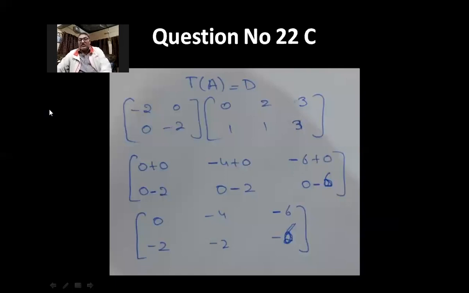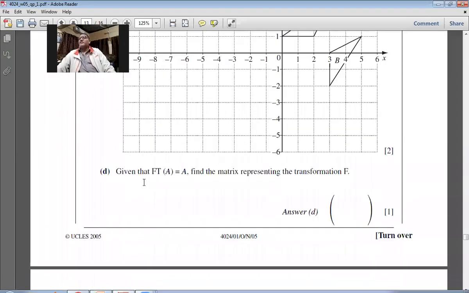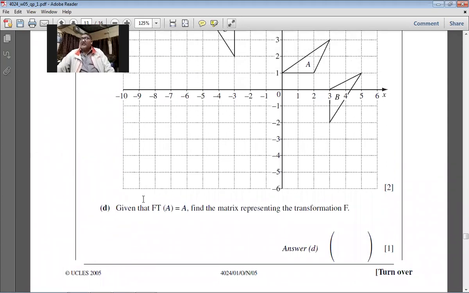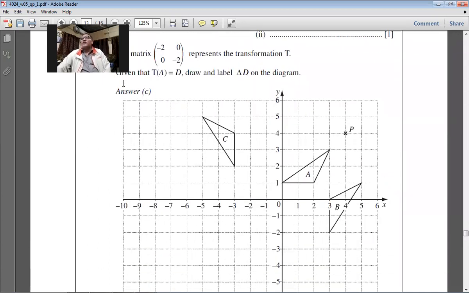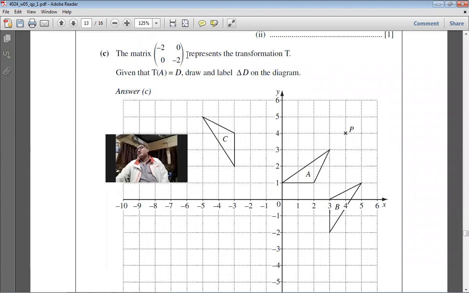Okay. Now let me show you the next part. It says, given that the transformation T maps A to... find the C part first of all. And the matrix -2, 0, 0, -2 represents the transformation T. Given that TA equals D, draw and label the triangle D on the diagram. So we know the transformation matrix here, -2, 0, 0, -2. That's the transformation matrix. It says if you apply this transformation matrix on the triangle A, the image will be D. So the procedure is very simple. I will show you that procedure.